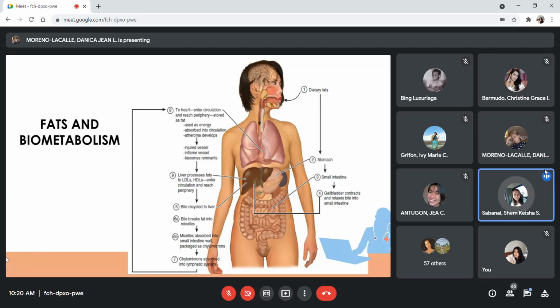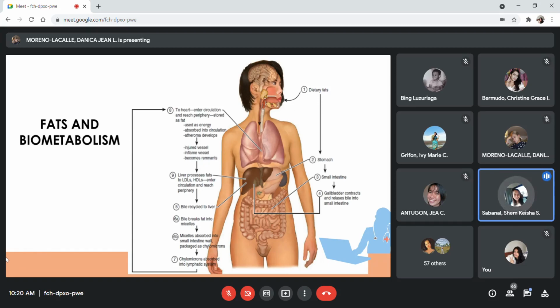The chylomicrons will be absorbed into our lymphatic system, and then it will be delivered to the heart. So here in the heart, the lipids through the chylomicrons will be pumped into our circulatory system to reach our periphery. And what happens next? It's either we use it as energy, we store it as fat, or if there is excess of these, this can develop into atheromas. What will happen after these fats develop into atheromas? This will injure our vessels, this will inflame our vessels, and of course, this will become remnants.